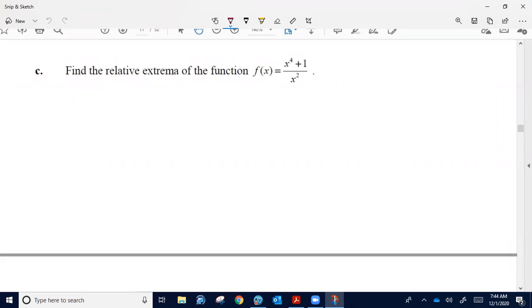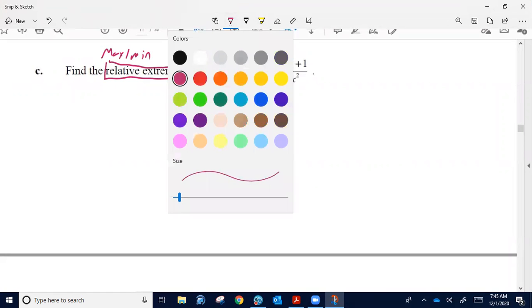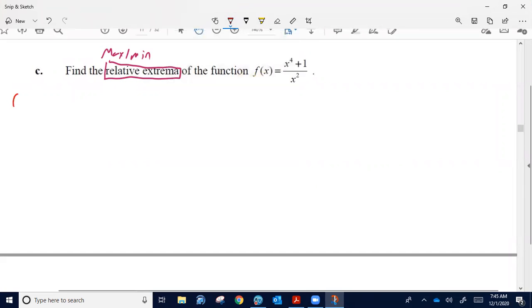So find the relative extrema. This word just means max, min. Extrema means max and min, max and min. So to do that, we got to follow the same steps as before. We got to know the derivative of this thing. So first thing I'm going to do is find the derivative, f prime. Now this is a fraction. So doing the derivative means I have to incorporate the quotient rule.